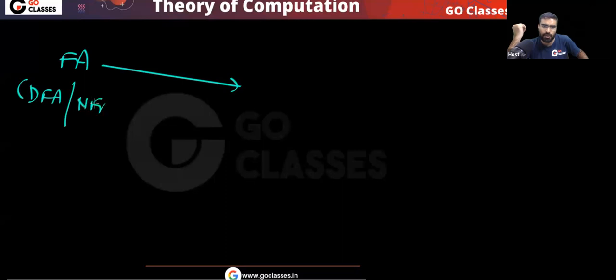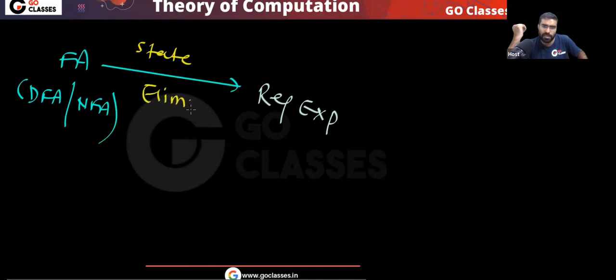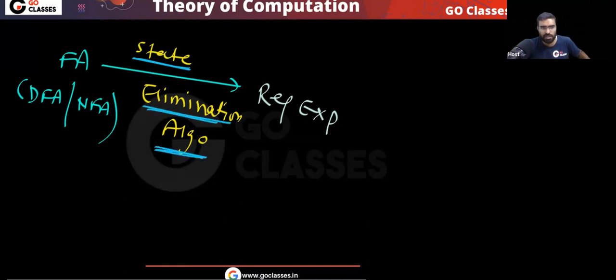This algorithm we have seen, yes or no? If you have a finite automata, DFA or NFA, and you want to convert it to a regular expression, which algorithm have we seen? State elimination. We remove the states. We eliminate the states one by one. This algorithm we have already seen.